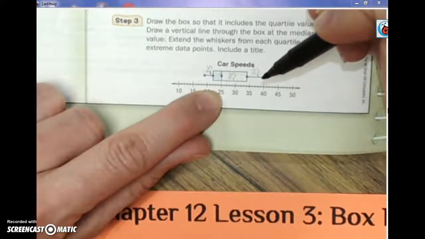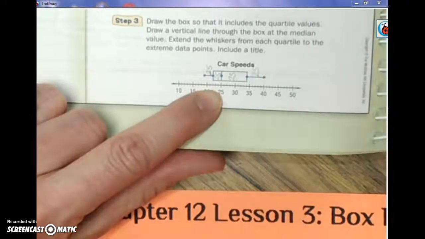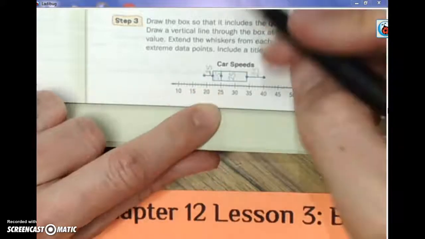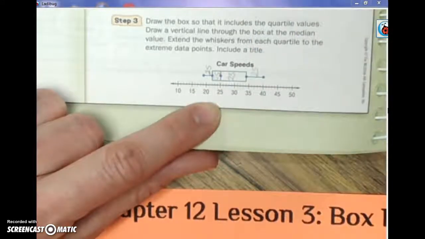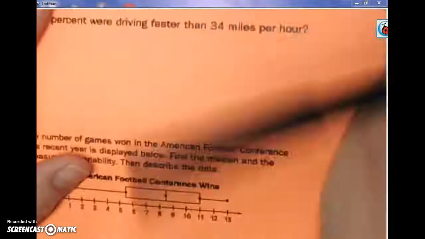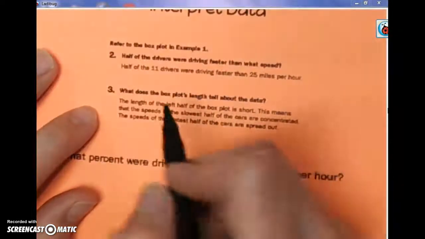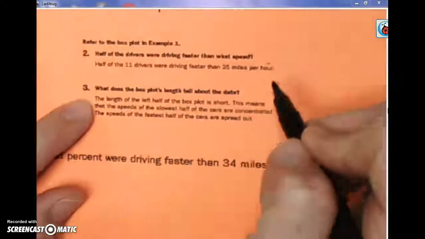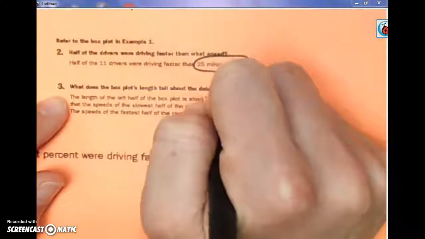So if we look, half of the 11 drivers were driving faster than 25 miles an hour. Because the median is 25, that's why it's 25 miles per hour. So that's how we got the answer of 25, because the median is half.